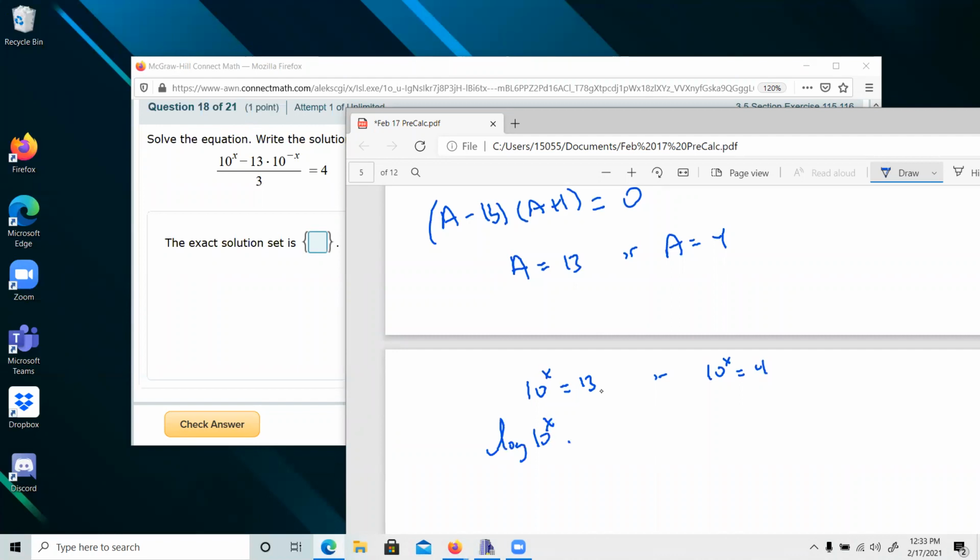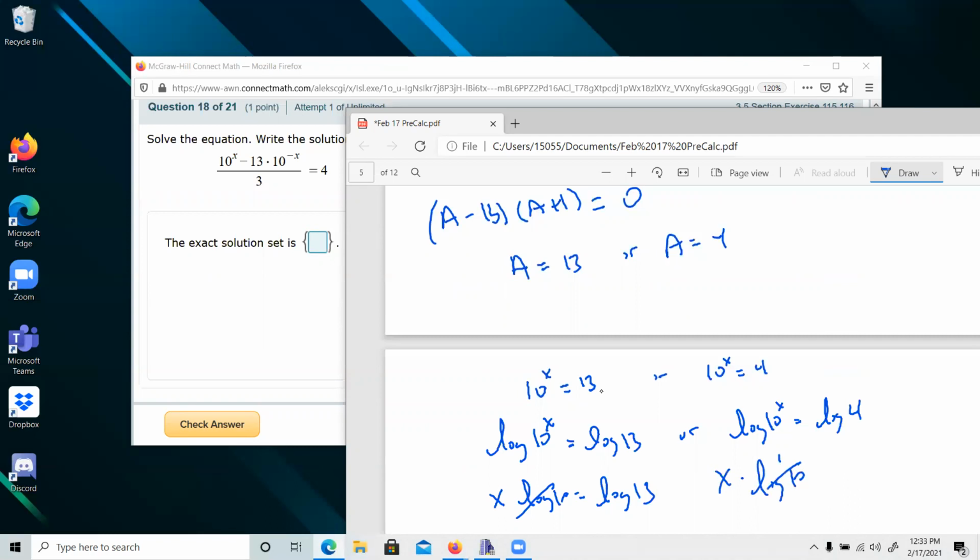All right, so this x comes down in front. We have log of 10. That's the same thing as natural log of e, right? It's what do I have to raise 10 to in order to get to 10? 1. Okay, equals log 13. Here again, this comes down in front times log 10. We know log of 10 is 1.